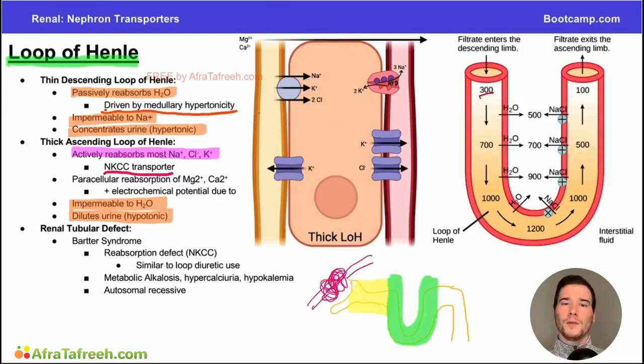And the final important thing for us to talk about with the thick ascending loop of Henle is this idea of paracellular reabsorption of the magnesium and the calcium. So we can recognize that magnesium and calcium are very important ions and molecules for our body, right? Magnesium is used in a lot of chemical reactions. Calcium is used as well, and it's also a big component of our bones.